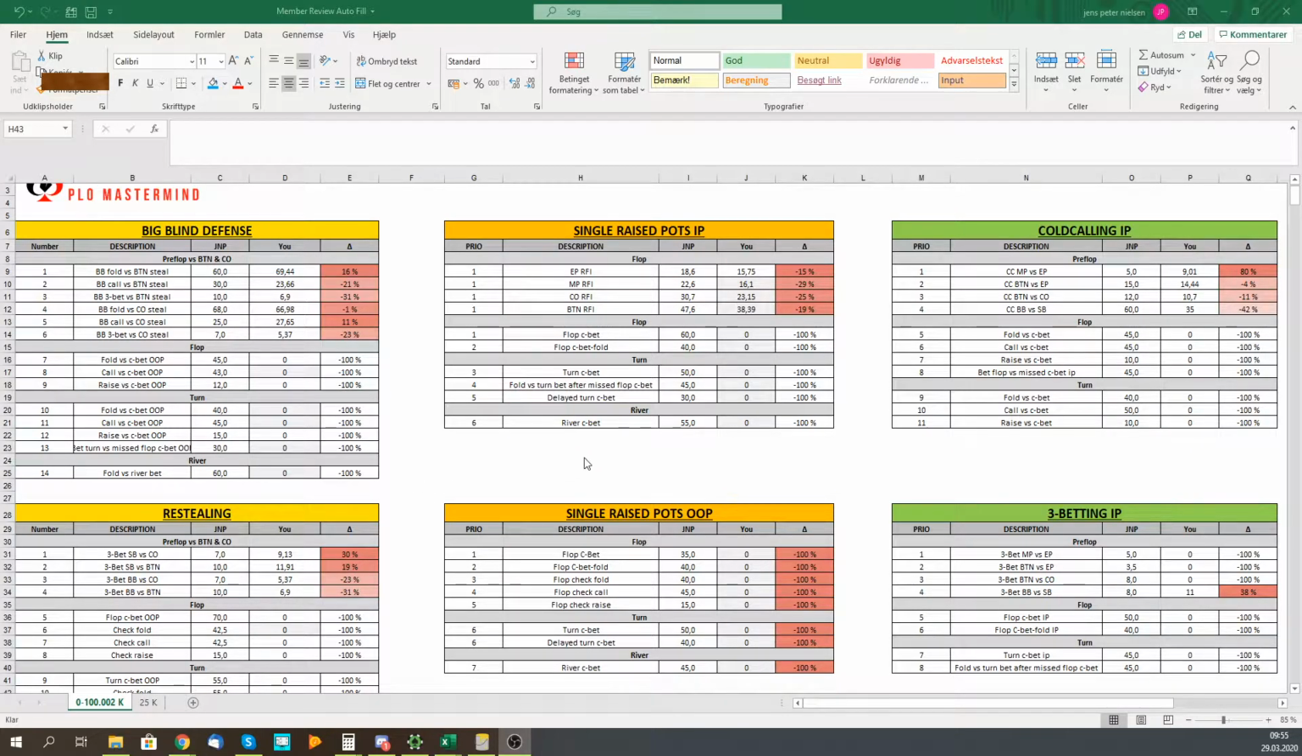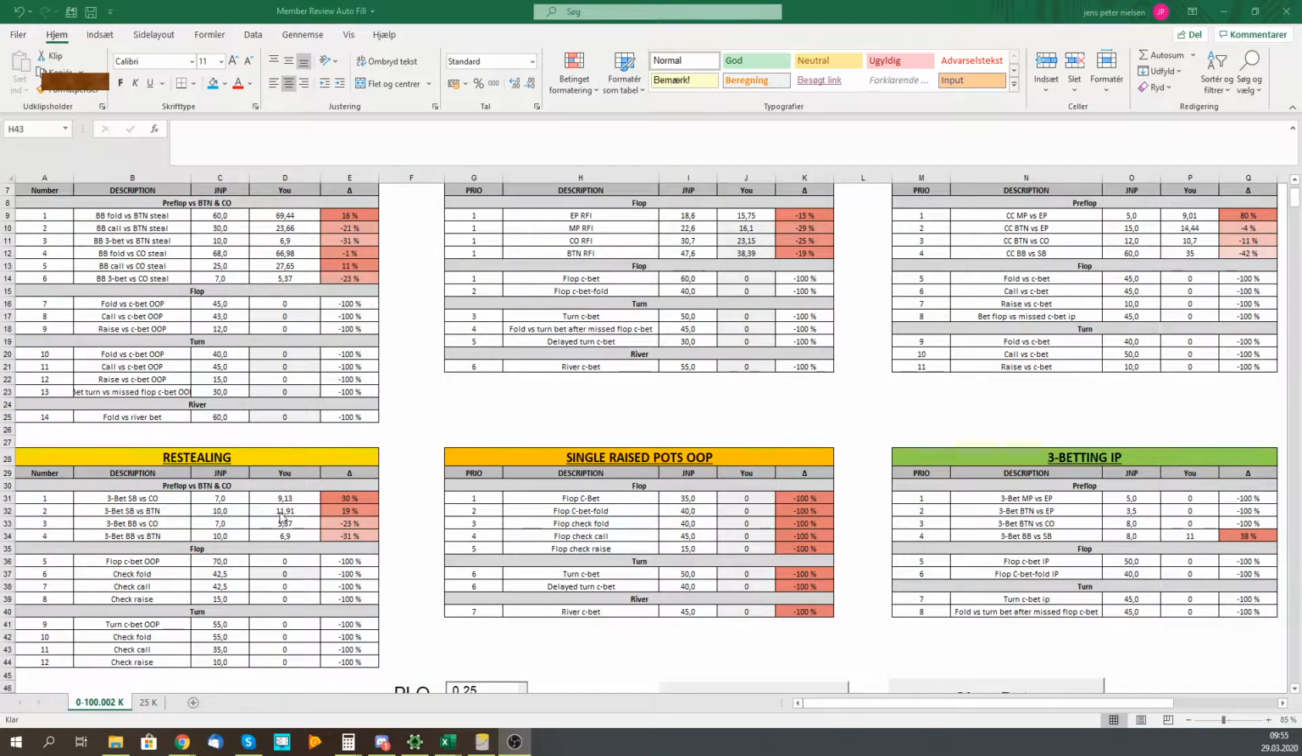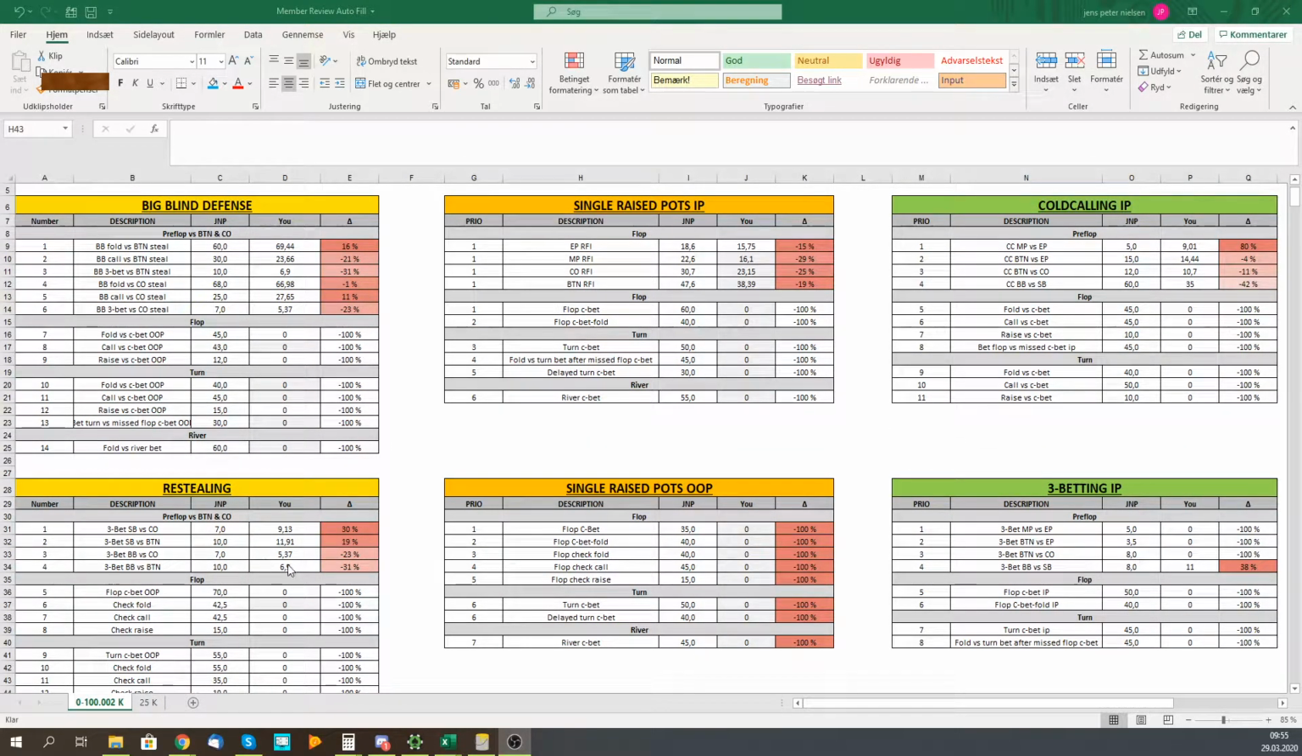From the hands I played in Limit Omaha, 25 fast games, the stat I'm looking at now is this small blind resteal. We have the free bet big blind versus cutoff and versus button. We already have that up here, so I've just taken it down there.